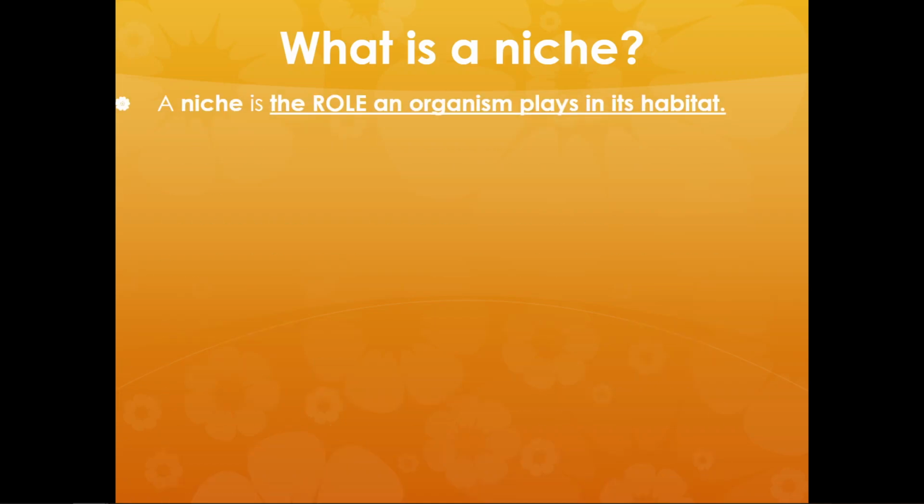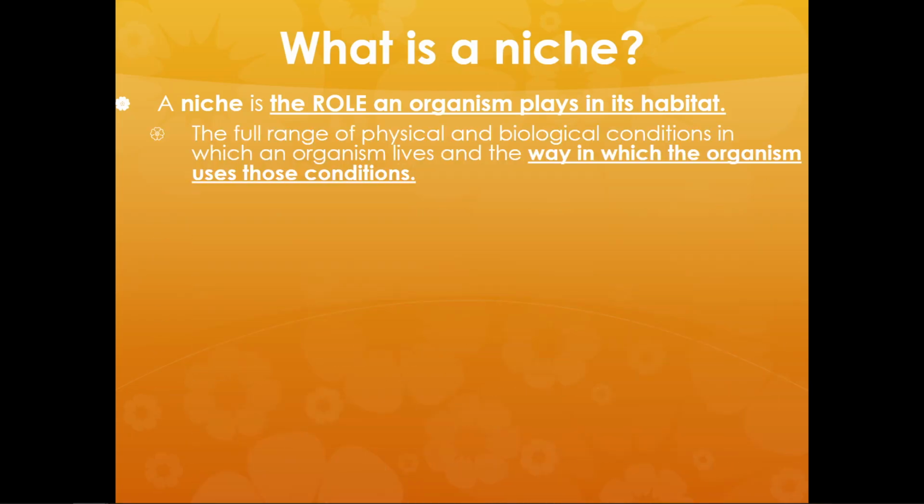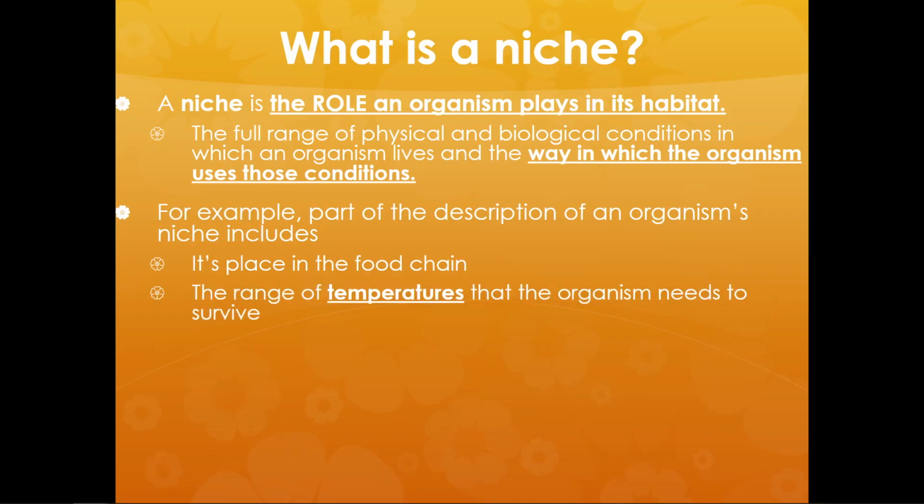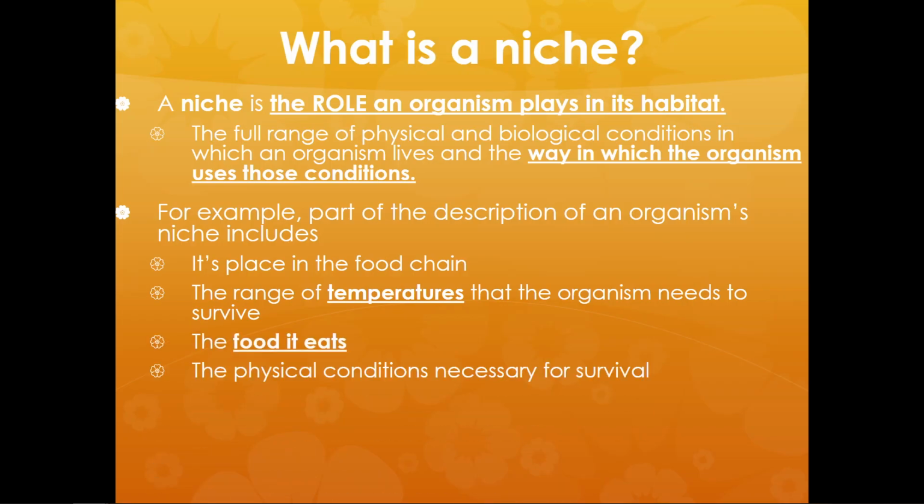All right, so a niche is a role an organism plays in its habitat. The full range of physical and biological conditions in which an organism lives and the way in which the organism uses those conditions. For example, part of the description of an organism's niche includes where it occurs in the food chain for an area, the range of temperatures that an organism needs to survive, the food that it eats, the physical conditions necessary for survival, how it reproduces.